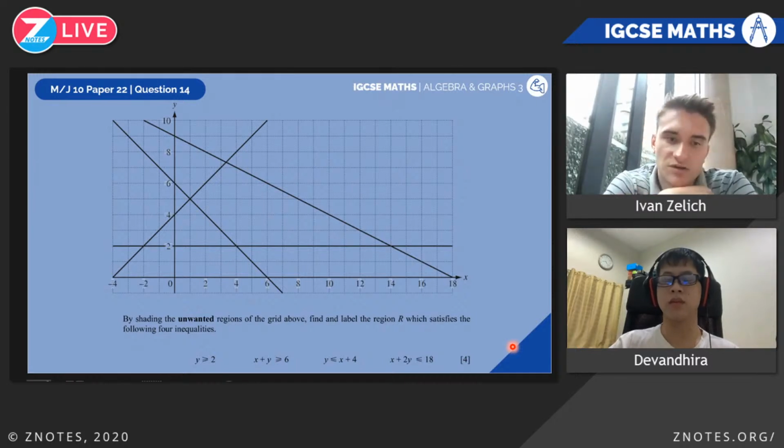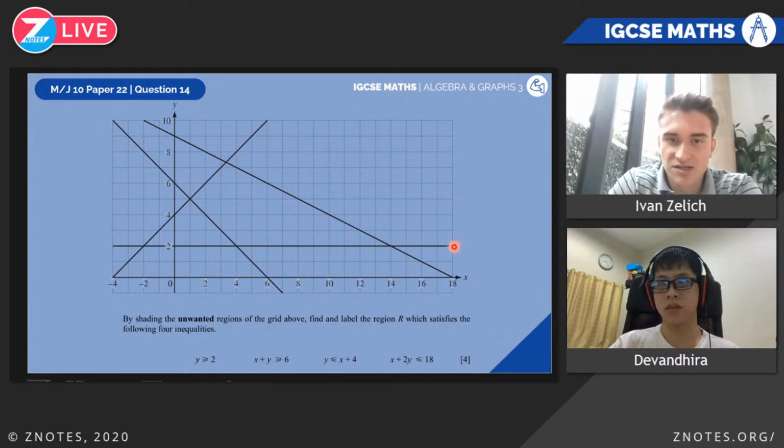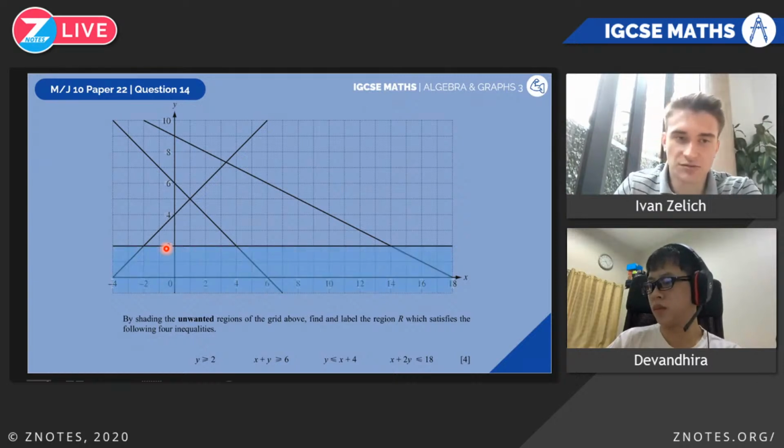So the first inequality is y is greater than or equal to 2. So how to graphically write that is you graph the line y equals 2, and then you figure out which one would correspond to y is greater than or equal to 2. But in this case, because we're shading the unwanted regions, in this case it will be y is smaller than 2. So we can figure out what that is. The line is this one, y equals 2, and smaller than that. So this is the region we're interested in.